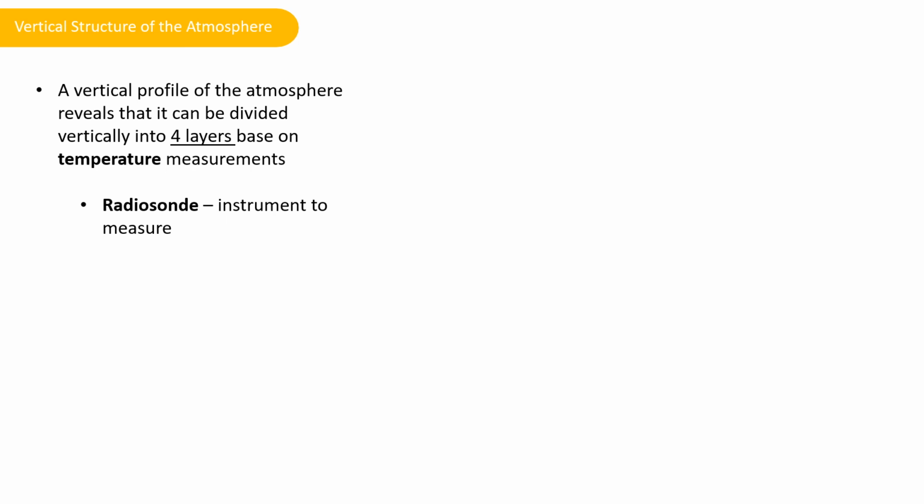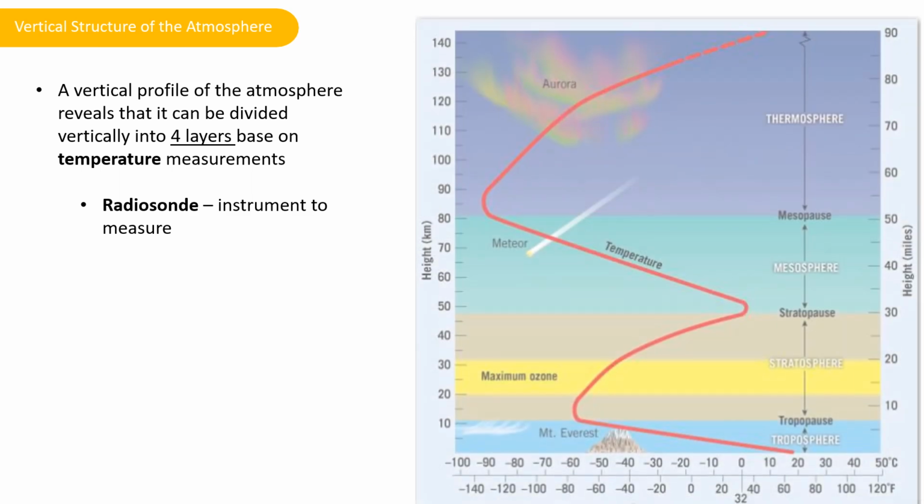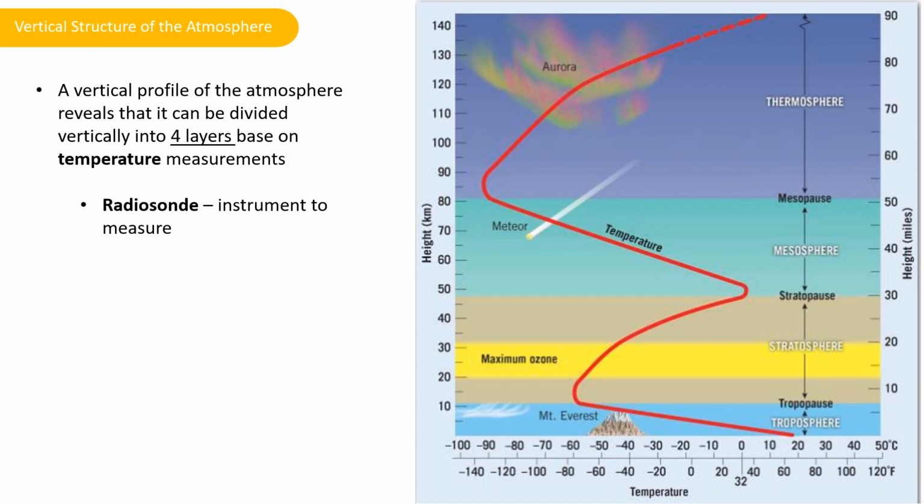A radiosonde is an instrument package that is attached to a balloon and transmits data by radio as it ascends through the atmosphere. And so this figure shows the 4 different layers of the atmosphere: the troposphere, the stratosphere, the mesosphere, and the thermosphere.